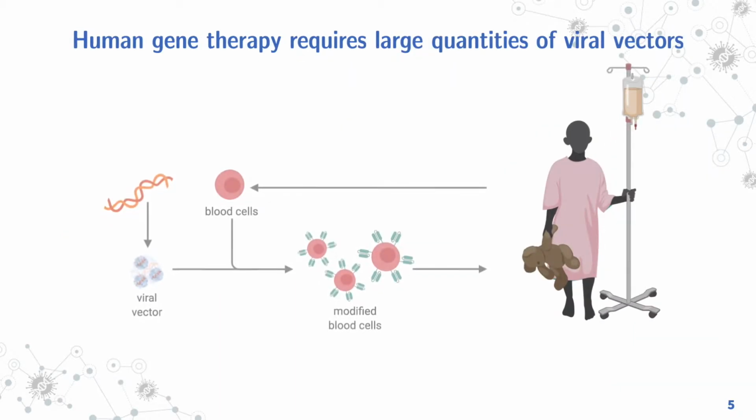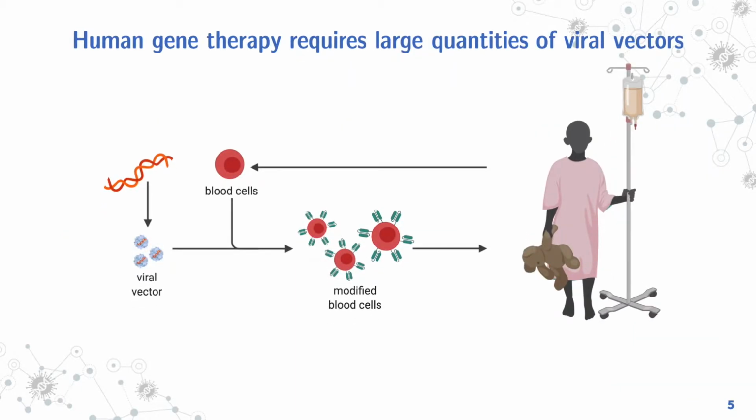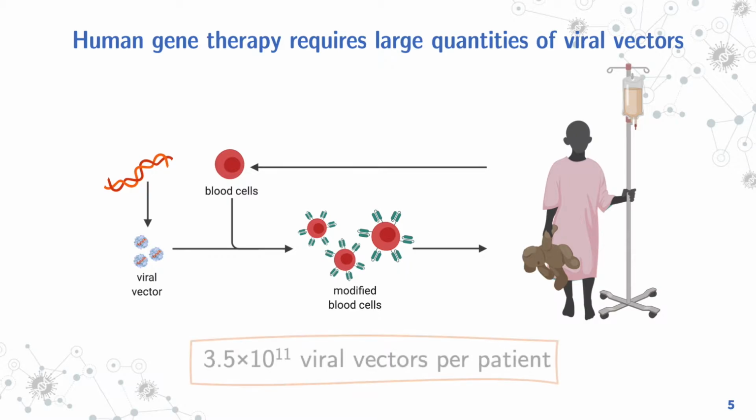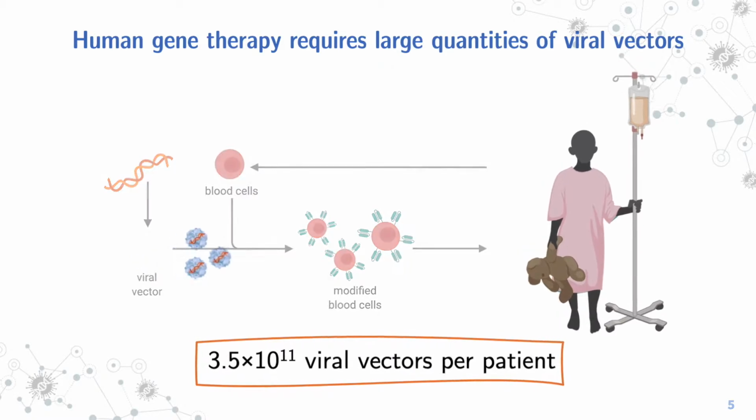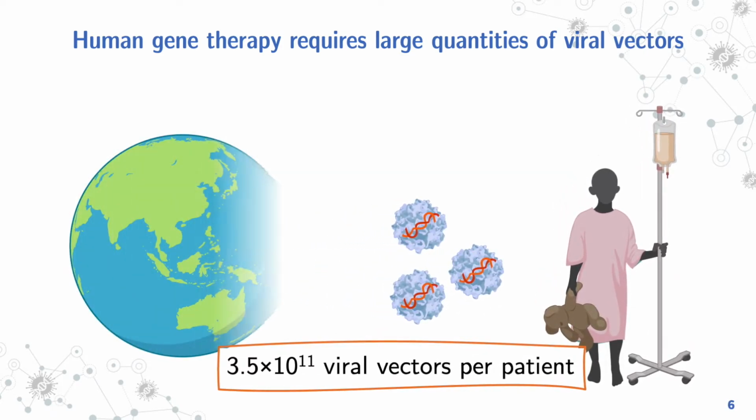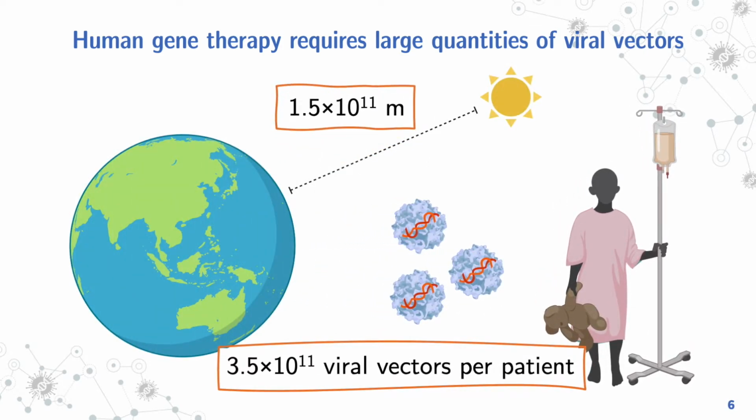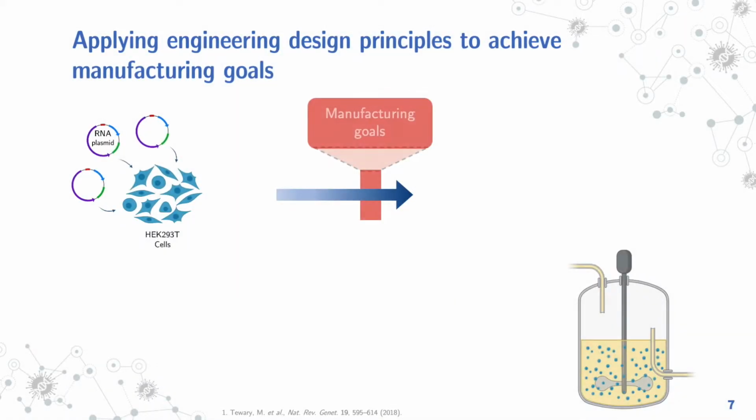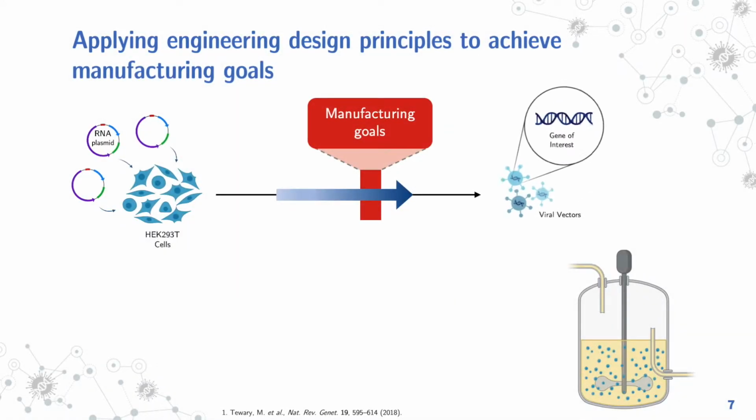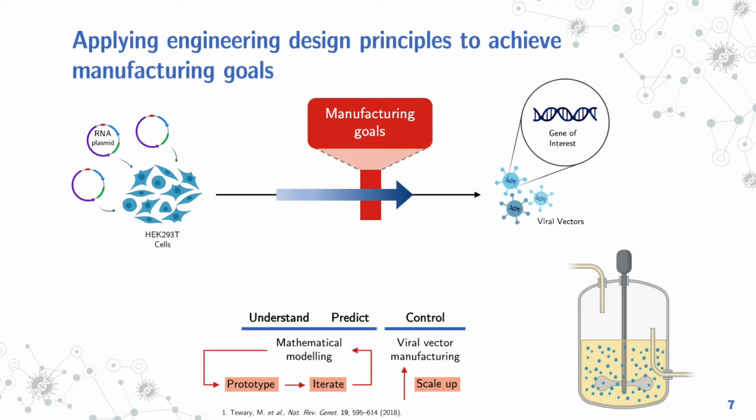For example, to treat one patient with beta thalassemia, a blood disorder, 3.5 times 10 to the power of 11 viral vectors are needed. This quantity has the same order of magnitude as the distance from the Earth to the Sun. To achieve manufacturing goals, chemical engineers must move along an understand, predict, and control axis.